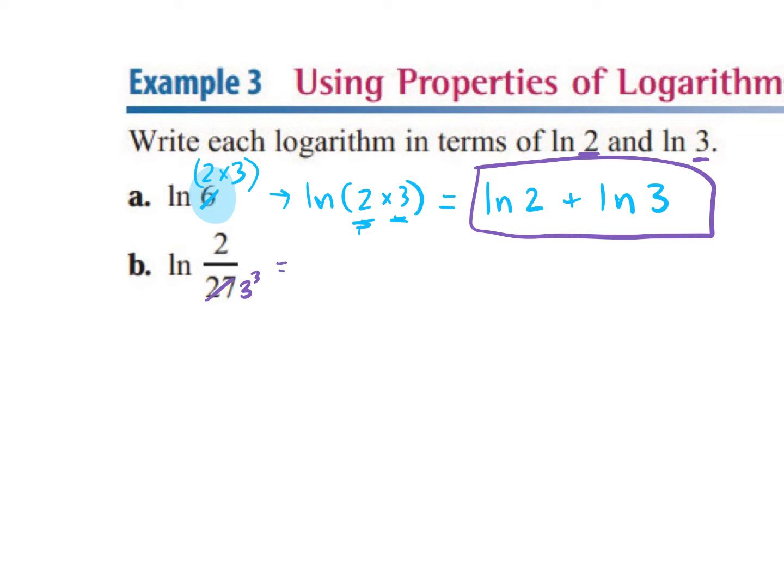So when I divide, I can split it up with subtraction. So this would be ln of 2 minus ln of 3 to the third power. So I did my division, I split it up into subtraction, and every time you split it up, each term gets its own log. Now I can split this up a little bit more because I have an exponent here, so I'm going to do the power property and move that in front of the ln that it's attached to. So don't move it in front of the whole thing, just that one piece. So this would be ln of 2 minus 3 ln 3.